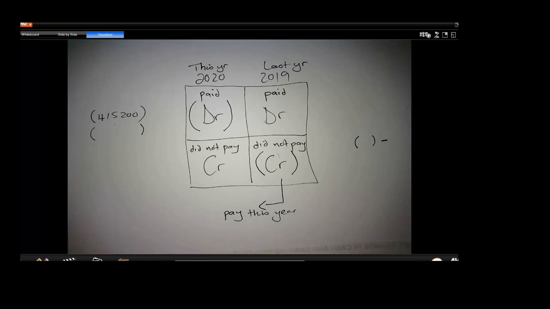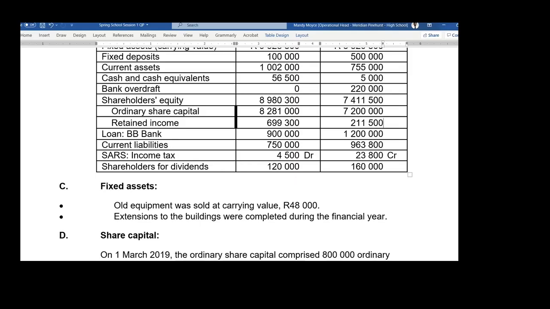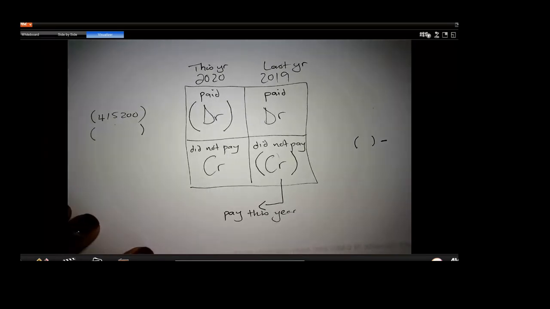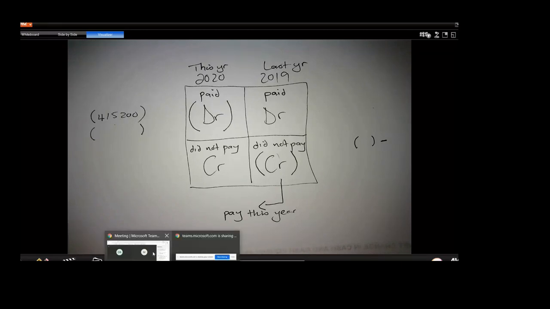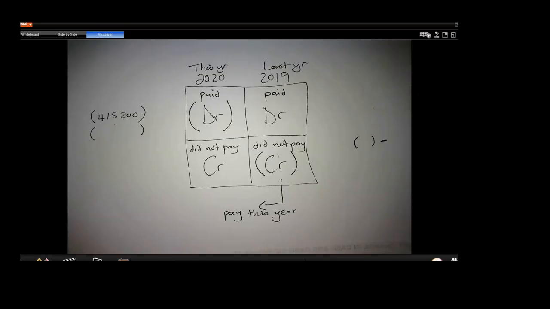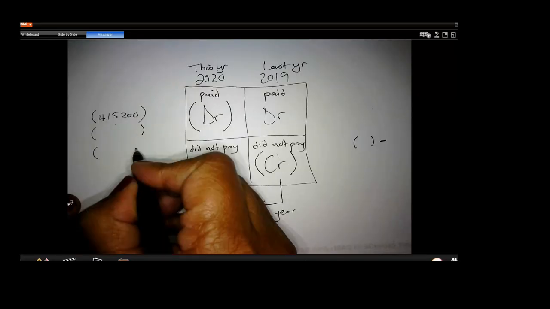And then my debit. I've got a debit there. Did I pay it this year? What does my grid say? Did I pay it this year? What are you saying? It's also an outflow. Thank you so much, Manzumtombo. It is also an outflow. So you guys are getting it.